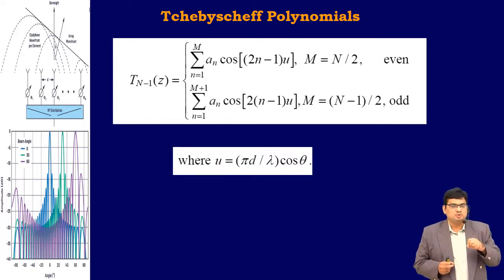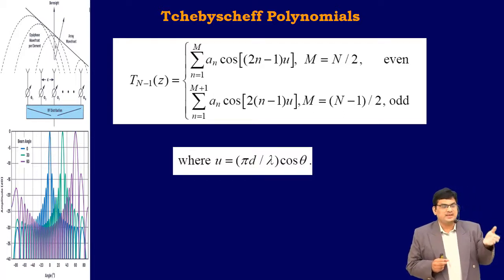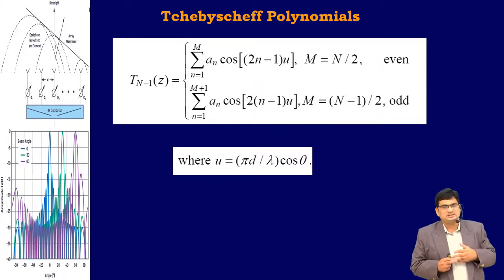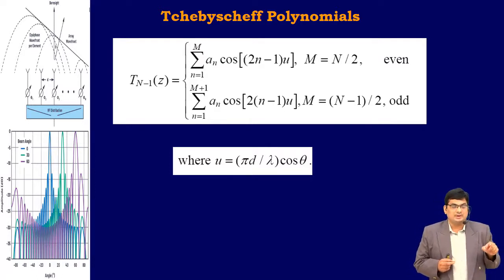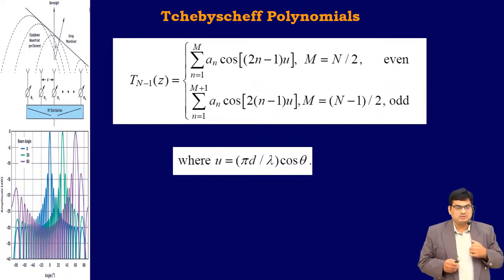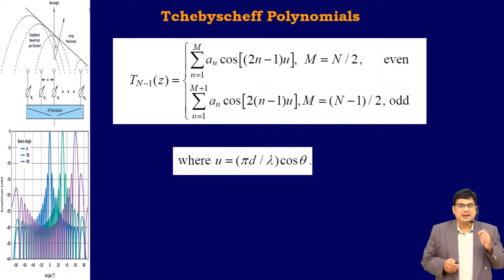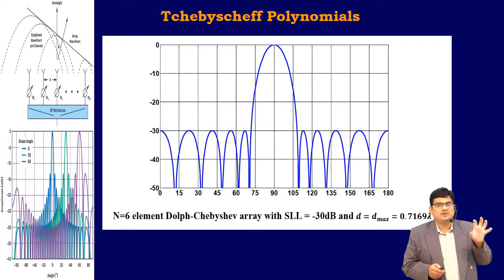Suppose you take N equal to 4, then for the even case n is equal to 1 to 2, we get the summation of all the elements and we find out the a0 and a1 values. And for the odd case, if you take capital N equal to 4, then M is equal to 4 minus 1, that is 3 by 2. That is how we can find the next values, where u is equal to pi d by lambda into cos theta. And this is the radiation pattern of the Dolph-Chebyshev method.